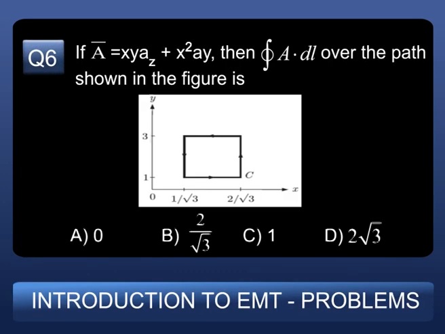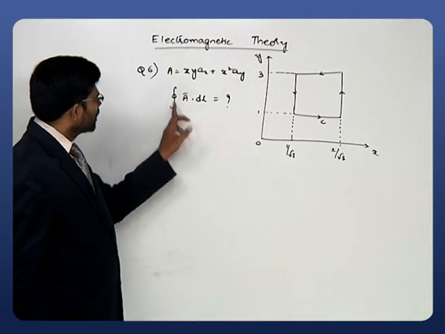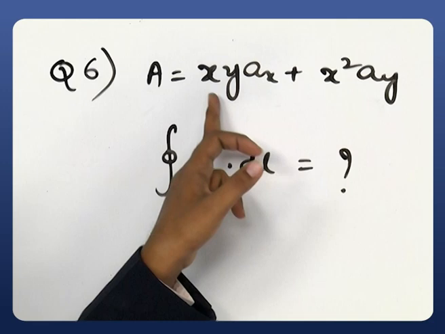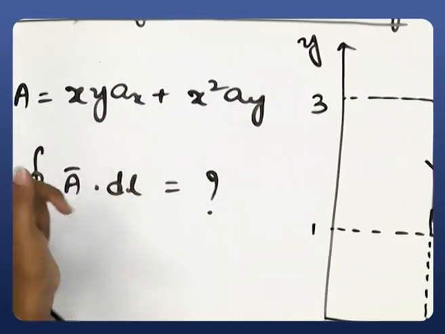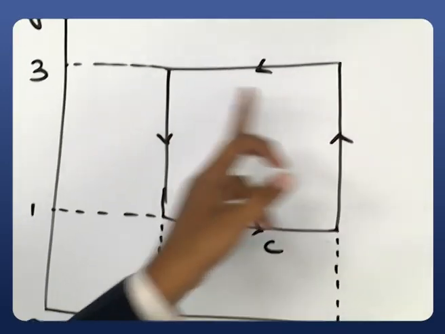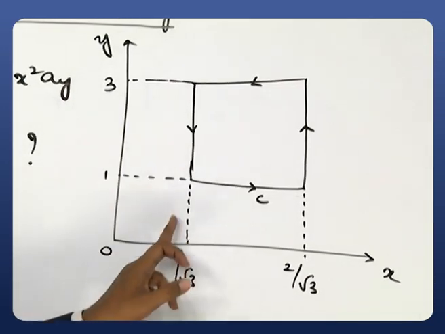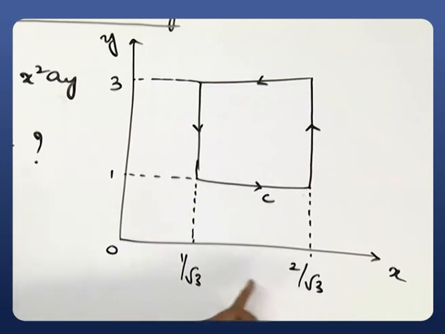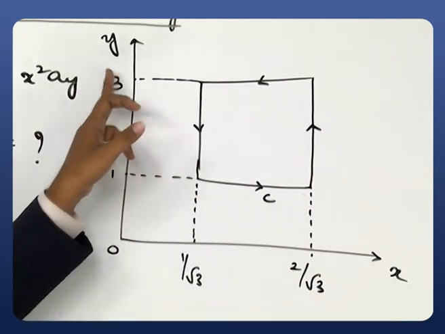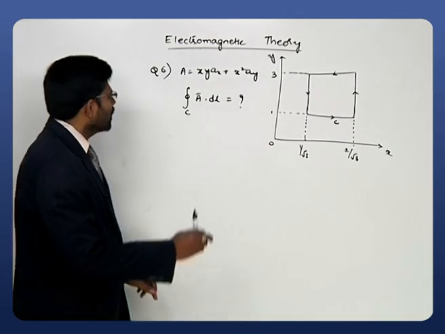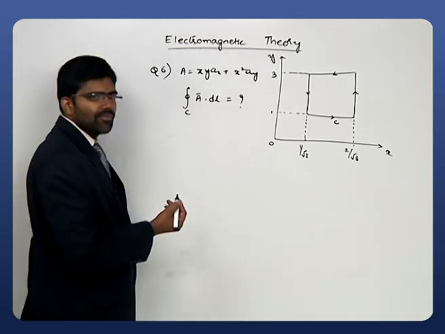Question number 6. If A bar is equal to xy ax plus x square ay, then the closed line integral of A dot dl over the path shown in the figure is. Now the question is like this: A bar is given as xy ax plus x square ay, and here the contour is mentioned in this direction. This is the contour which is given to us, and the dimensions of that contour are also given. It is from 1 by root 3 to 2 by root 3 for x and 1 to 3 for y. We need to calculate the closed line integral of A bar dot dl.